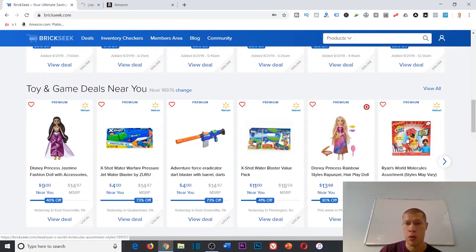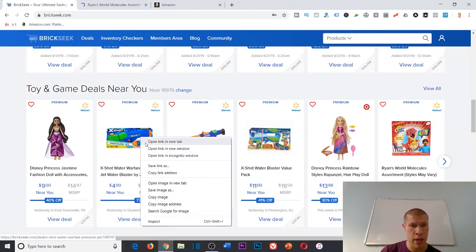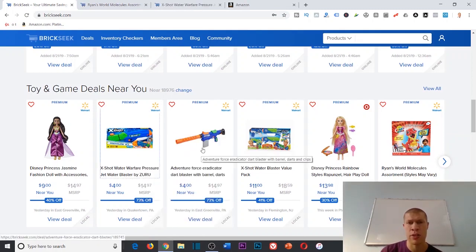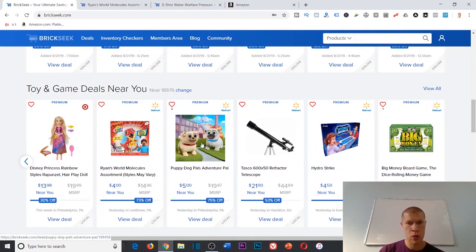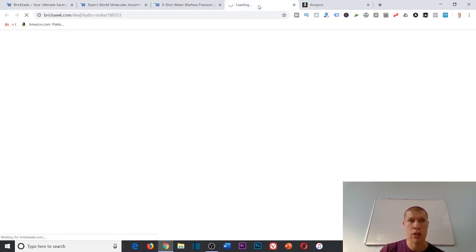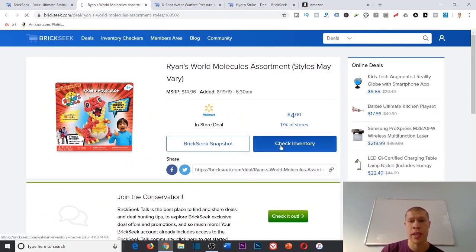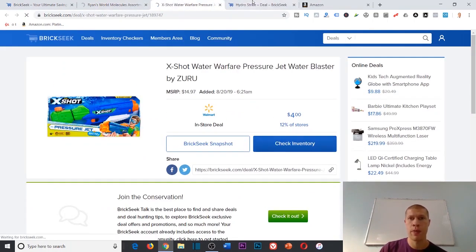So let me check out this one right here. We'll check out this one right here. And I remember checking out this one yesterday, and it doesn't have an Amazon listing if I remember correctly. So I remember checking out this one right here, and let's check out this one right here as well. So what I'm going to do is I'm going to come to all three of these. I'm going to hit check inventory so it starts to load.